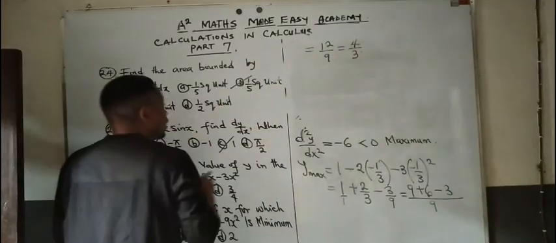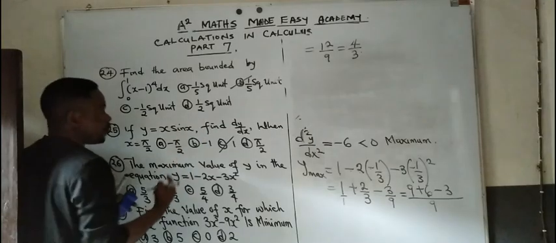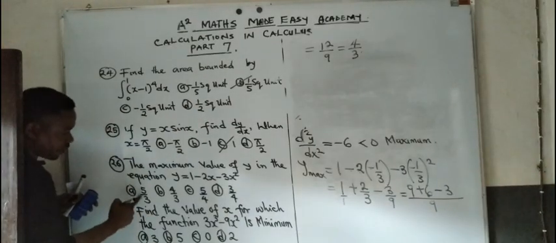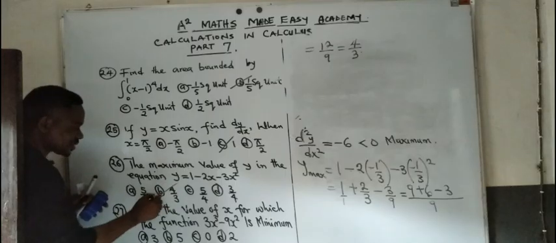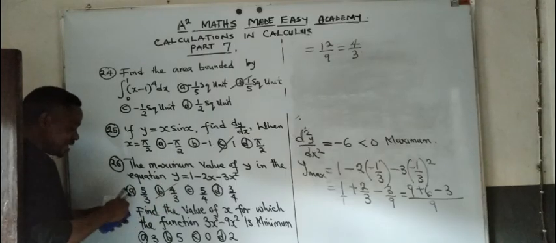So let's observe. The maximum value of y is 4 over 3. What is the answer? Option A, 5 over 3. No. Option B, wow, 4 over 3. The correct answer is option what? B. Are you with me now?